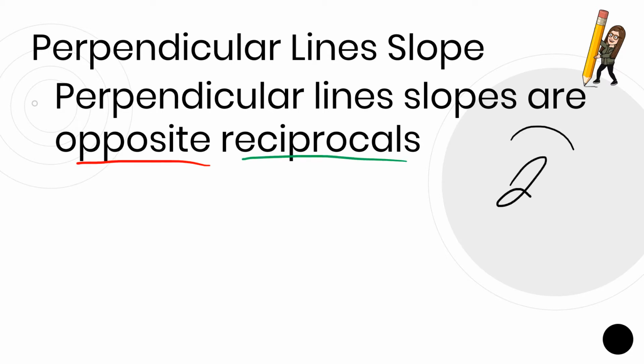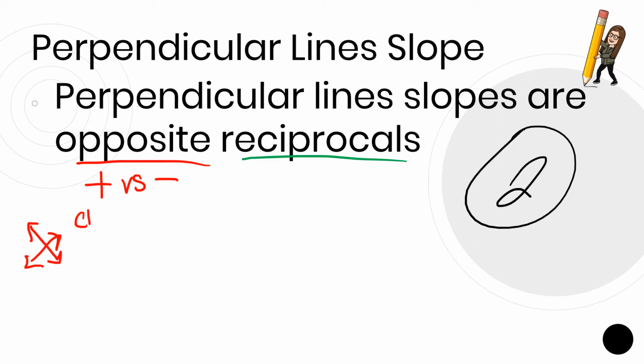There's two things we need to do to make a slope perpendicular. I'm going to generalize this and I encourage you to jot this down. Opposite means positive versus negative. So if I'm talking about a line going up, it needs to be going down if I want it to be perpendicular. Another way to generalize this would be change the sign.